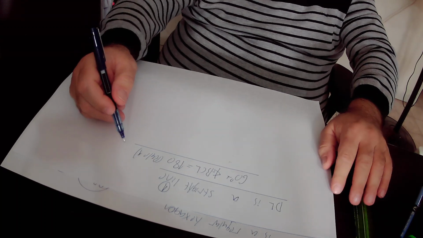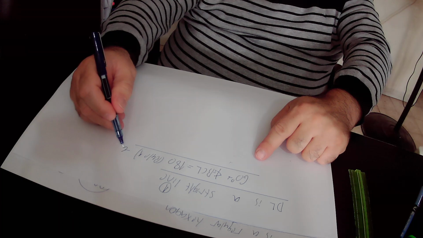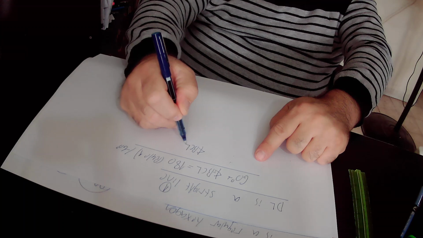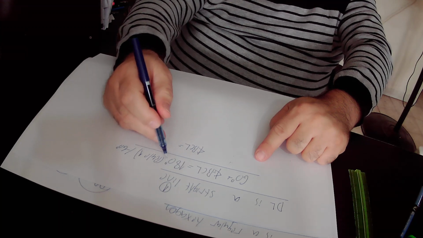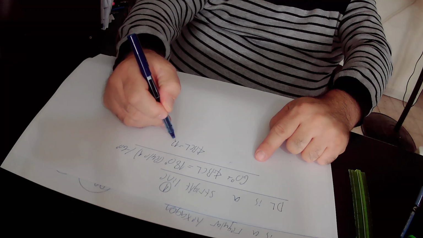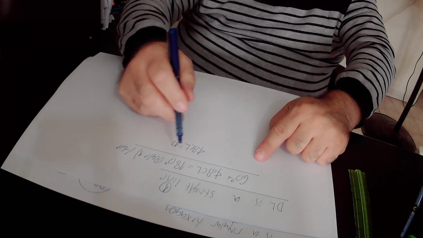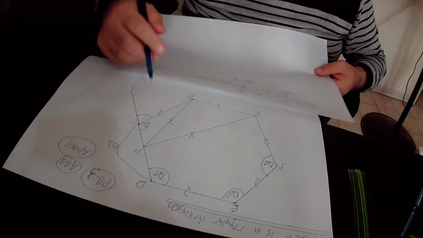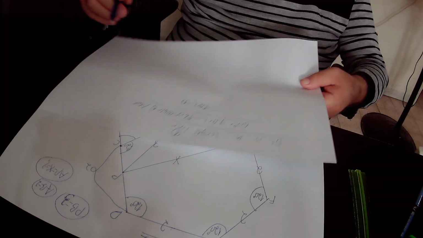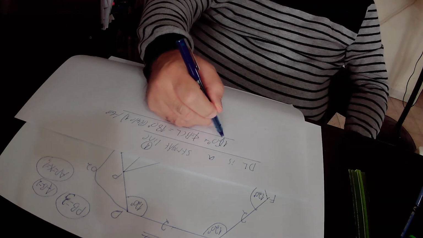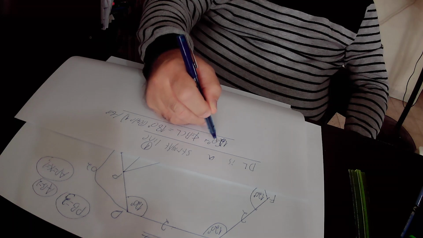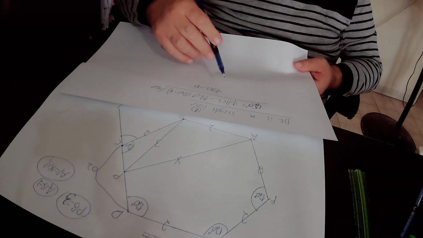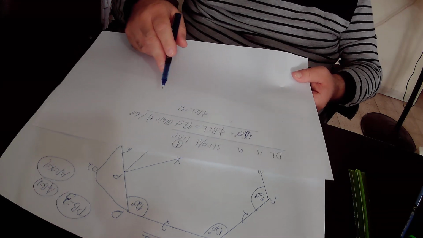Here we subtract 60 degrees from this equation, and we get the missing angle, angle BCN equals 180 degrees minus 60 degrees. Actually, here we have this angle equals 120 degrees. This angle equals 120 degrees. So 120 degrees plus the missing angle must be equal to 180 degrees according to rule number one.